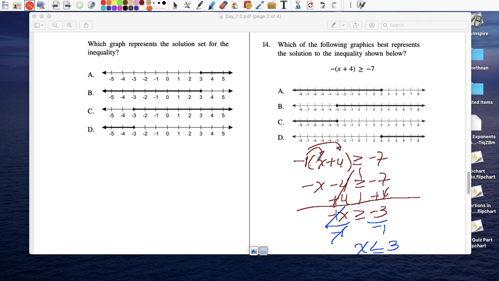So which one is the solution? Think about how we graph this. 3 is part of the solution, so we shade, and we want numbers that are less. Goes that way. Which is, sorry, it's so tiny. A.